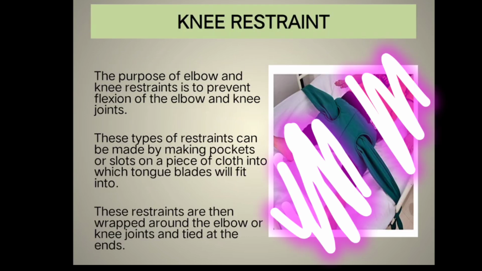Next is the knee restraint. The purpose of elbow and knee restraints is to prevent the flexion of the elbow and knee joints. These types of restraints can be made by making pockets or slots on a piece of cloth into which the tongue blades will fit. These restraints are then wrapped around the elbow or knee joints and tied at the ends.